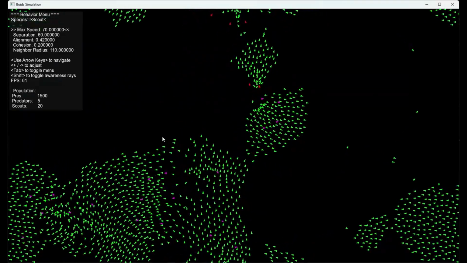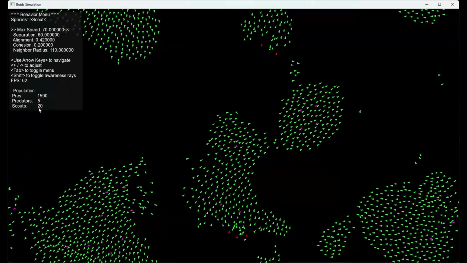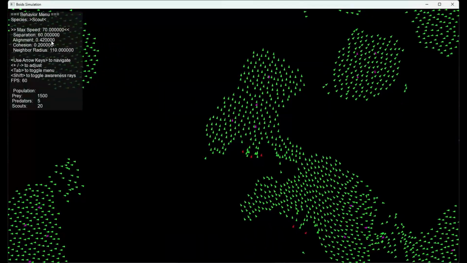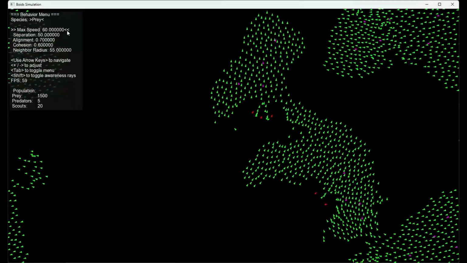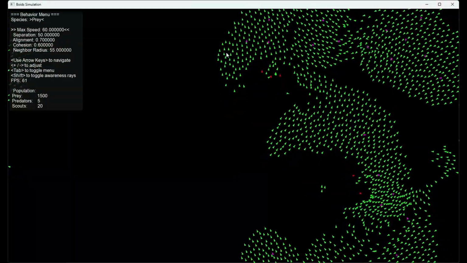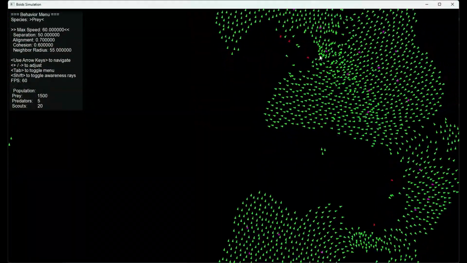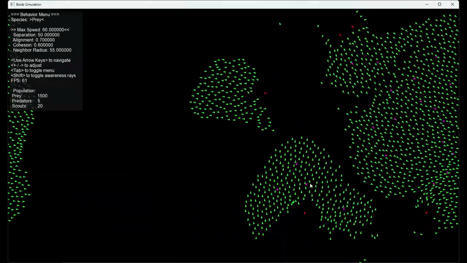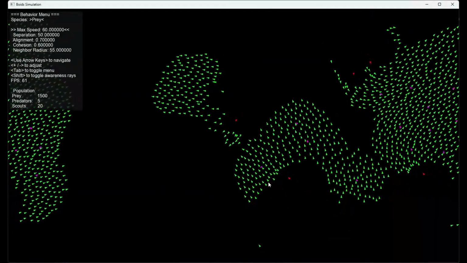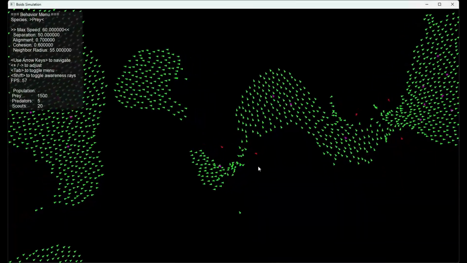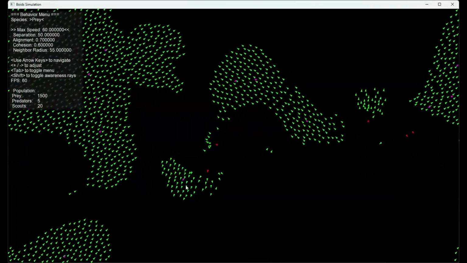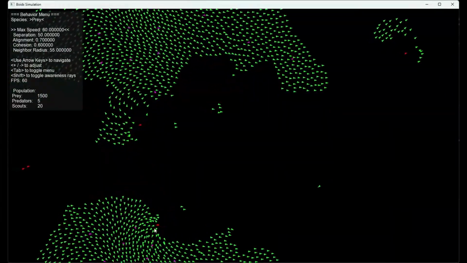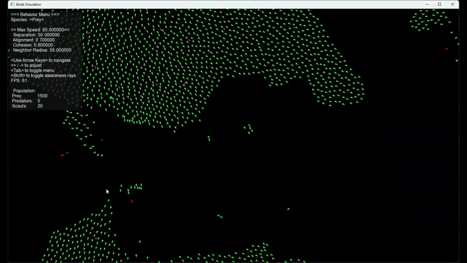Here we have the same simulation, but we added 20 scouts, and scouts have the same 3 rules that the other species have, but they also have rules to get close to predators to kind of shoo them away. And predators have a behavior where if a scout gets within their awareness window, they will turn away. They flee scouts. So they chase prey and they flee scouts.